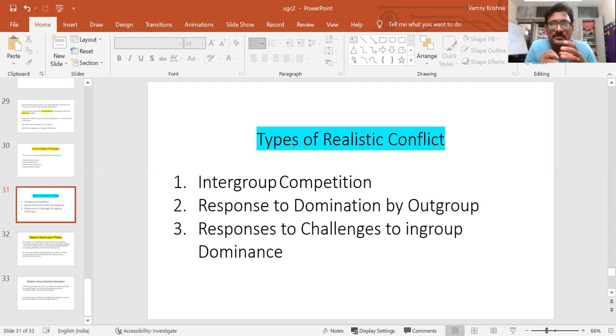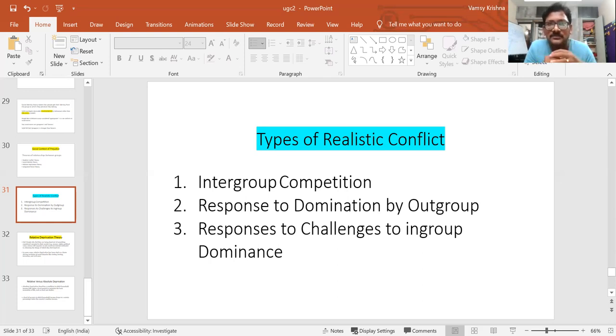Here intergroup competition is nothing but domination of outgroup by in-group itself, and competition with equal groups. They are challenging and equally capable. So within those groups, this competition would arise, conflict would arise, and then prejudice would arise. The next one is response to domination by outgroup. So when this response would come, it is a stable oppression of in-group by outgroup.